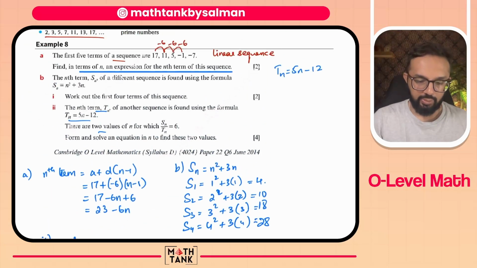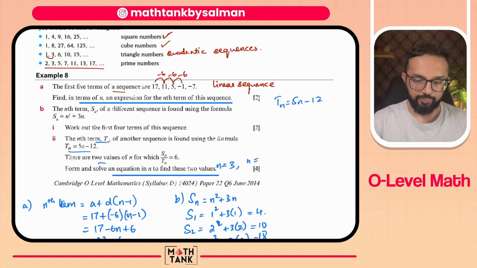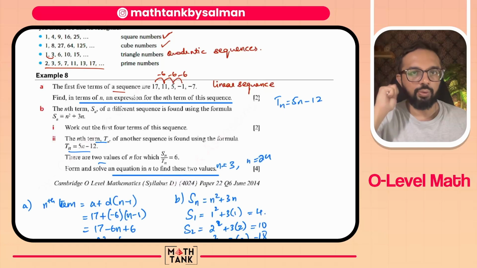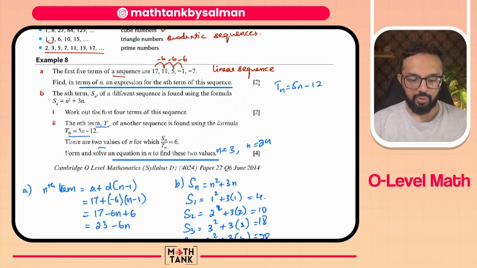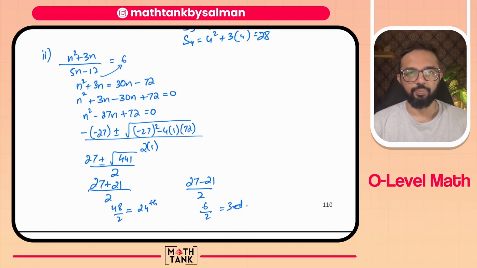So finally, solve in terms of n and find these two values. So n is either 3, or n is 24. Okay. So those are the two values of n for this situation.